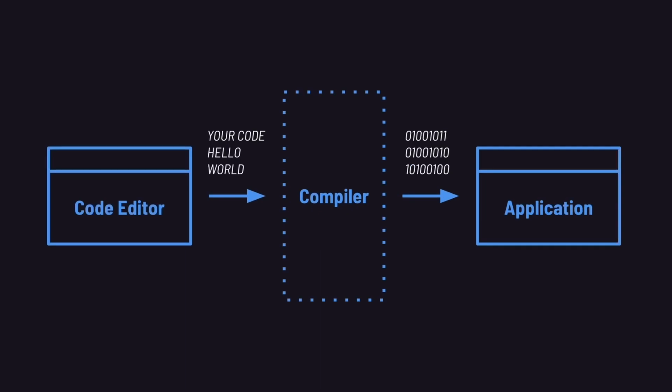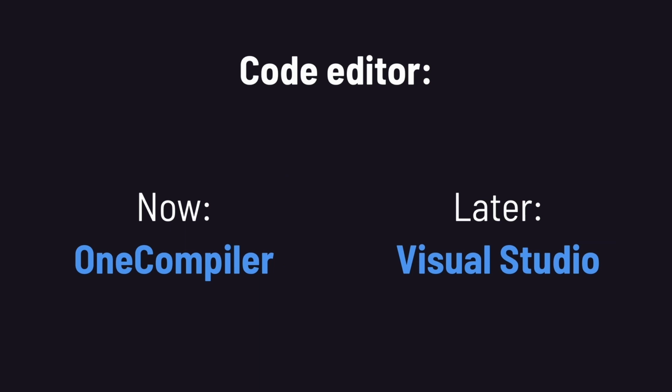To be able to write code, we need a code editor and a so-called compiler. A compiler translates the code you write into a language the computer understands. This allows the computer to execute what you write. Later, when we install Unity, we will use Visual Studio as our code editor.